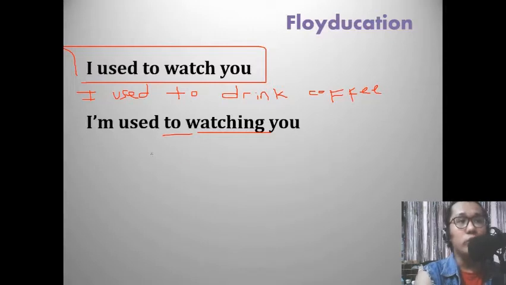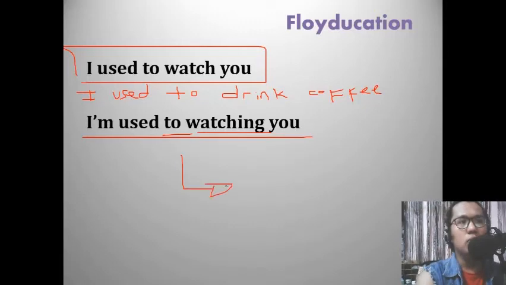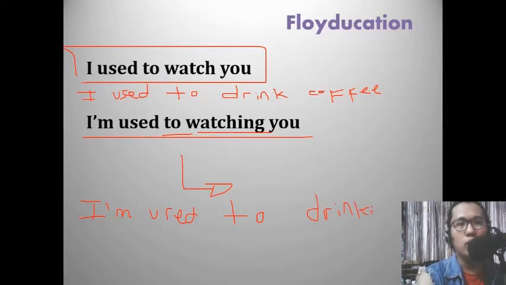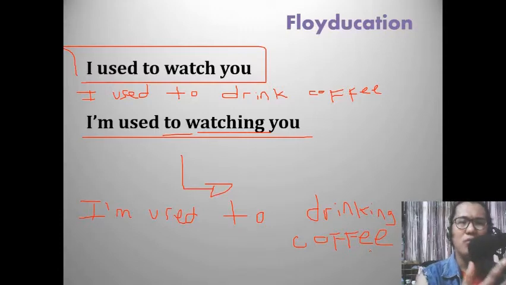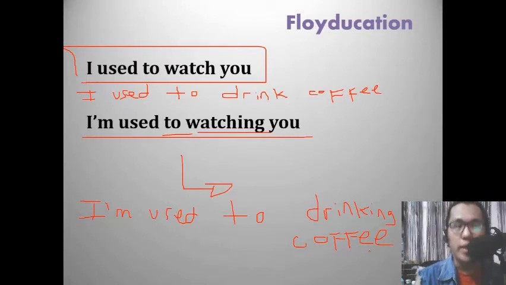When we say "I'm used to," for example, I'm used to watching you, it means that maybe before you didn't like it, but right now you like it already. What else? Let's go to coffee. I'm used to drinking coffee. So again, it means maybe at the very beginning you didn't like it, but now you like it already.